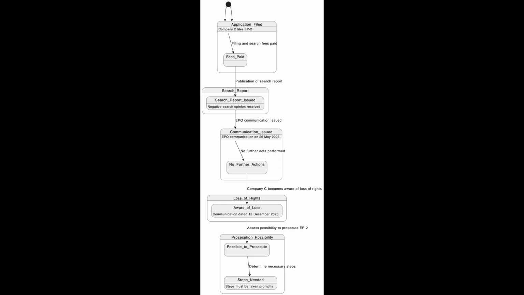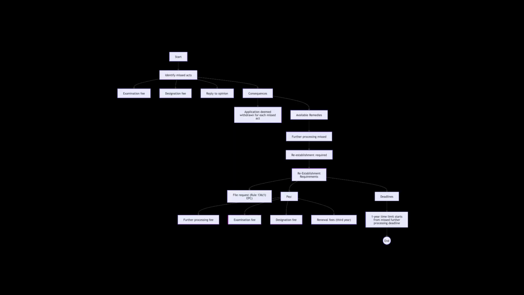rights. Recap and reflection. So far, we've covered the following: omitted acts, examination fee, designation fee, and reply to the written opinion. Independent withdrawal. Each omission triggers withdrawal independently. Missed further processing deadlines. Re-establishment becomes the only remedy. Time limit calculations. Always start the 1-year time limit from the missed further processing deadline. Required acts and renewal fees. File all missing acts, cite the legal basis, and don't forget renewal fees for the 3rd year.